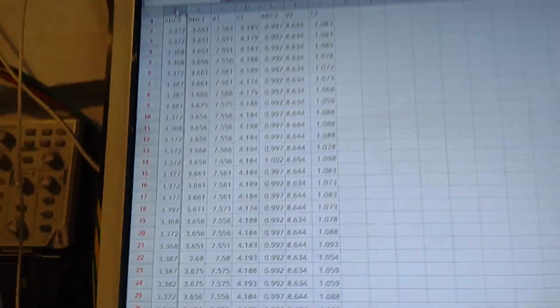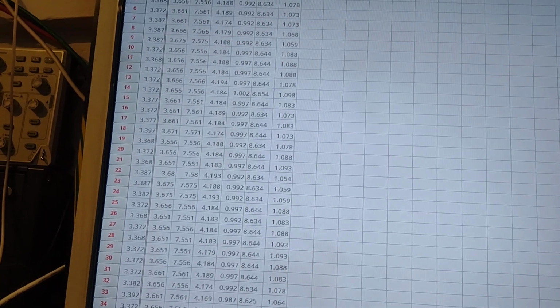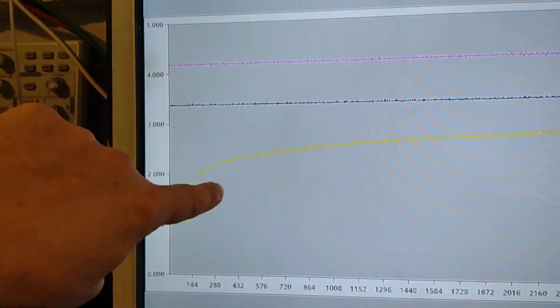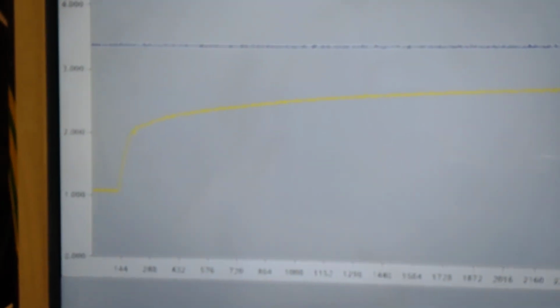And when I come to plot it, I'm seeing this kind of weird, what the? And I'm like, what's going on here? These two look like they're not changing, and this one looks like it's actually changing.